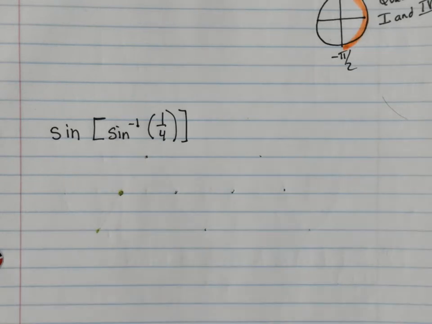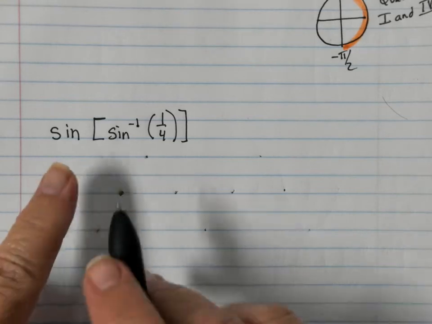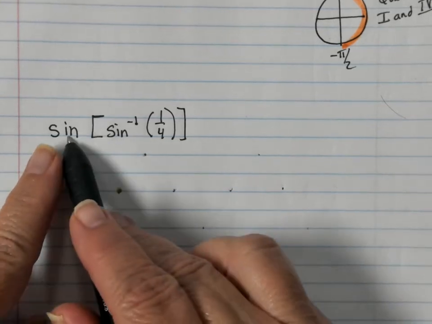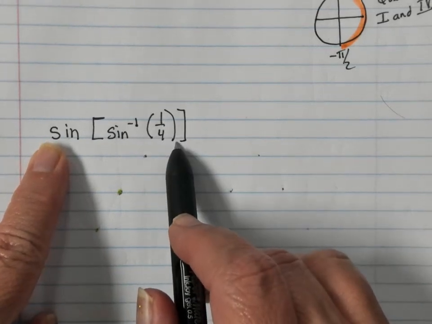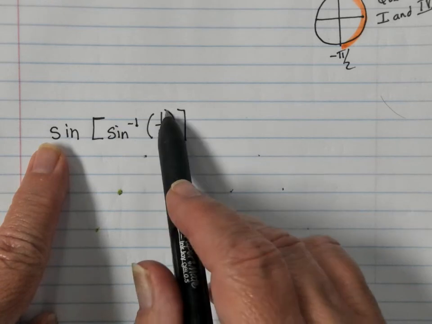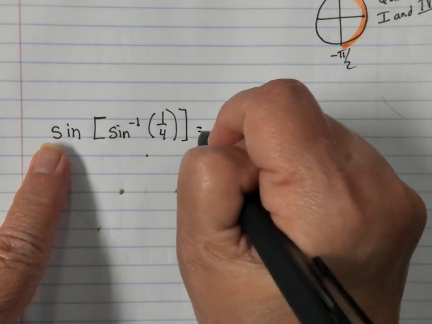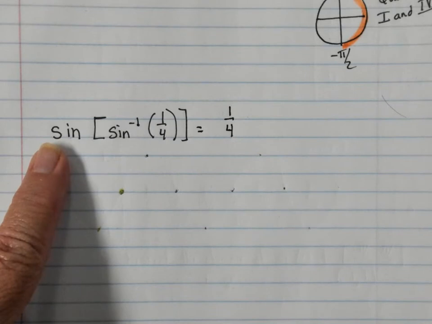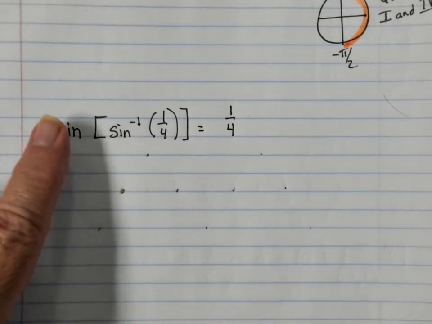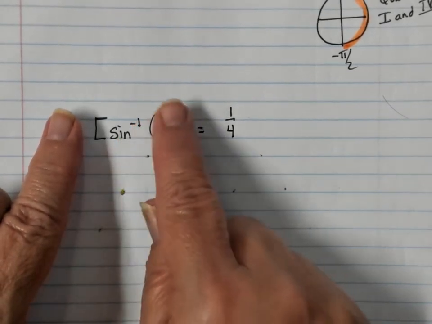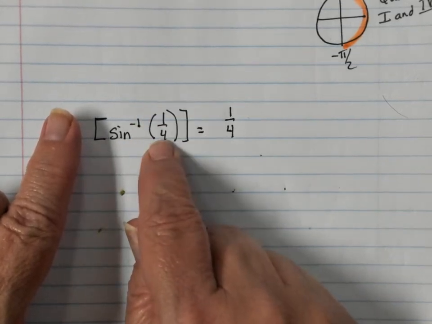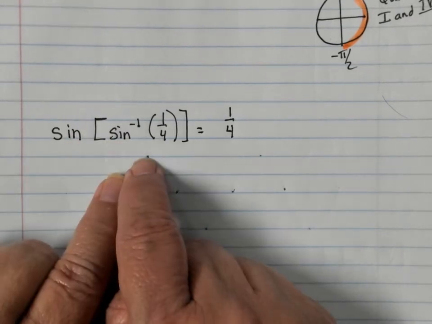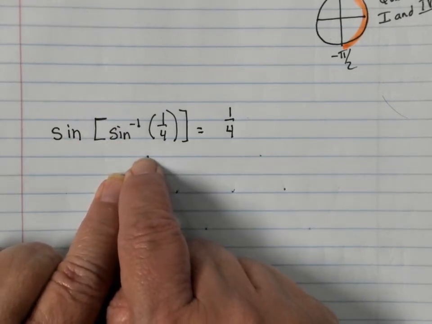So remember that inverse functions undo each other. And Declan reminded us in the very beginning that if you compose the original function with its inverse function, you get back to x, right? So the sine of the inverse sine of 1/4 would just equal 1/4. The inverse sine of 1/4 is an angle whose sine is 1/4, and then I take the sine of that angle, so of course it's going to be 1/4.